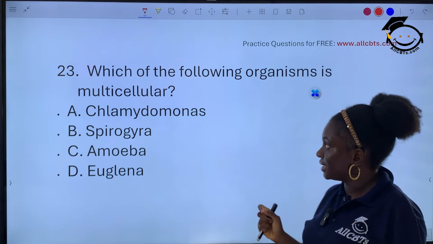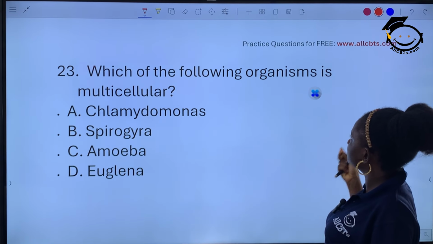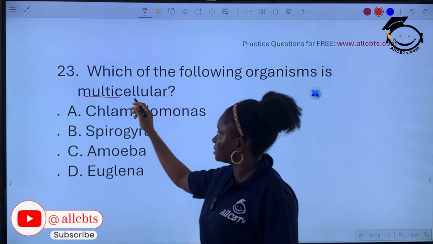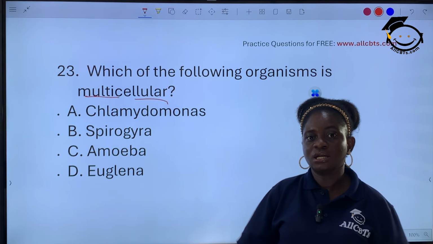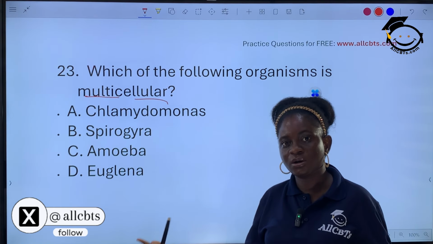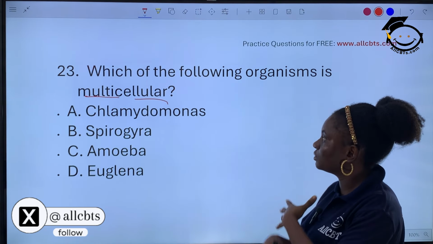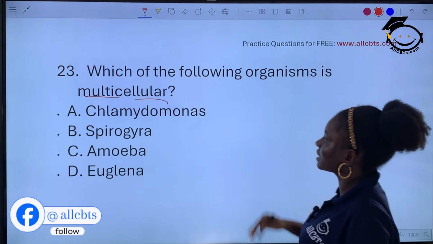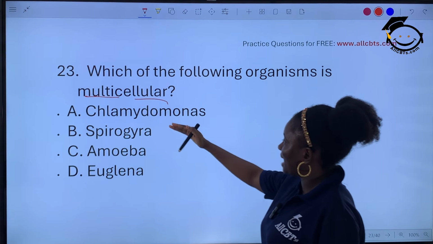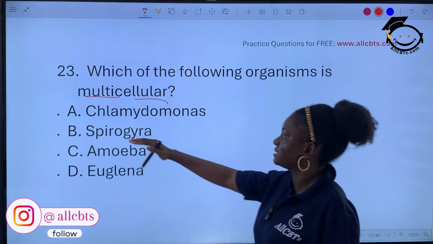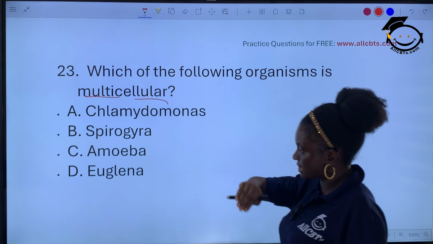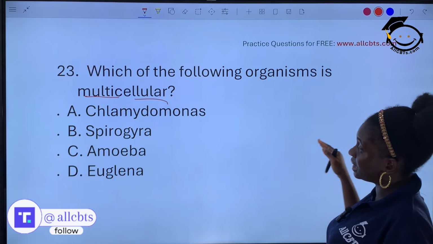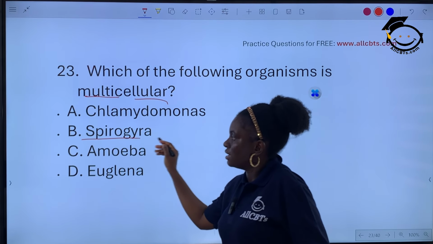Question 23. Which of the following organisms is multicellular? So what is multicellular? When we say multi, it's plenty, more than one, like multi-millionaire. So it has many cells. A. Chlamydomonas, B. Spirogyra, C. Amoeba, D. Euglena. So the correct answer here is Spirogyra.